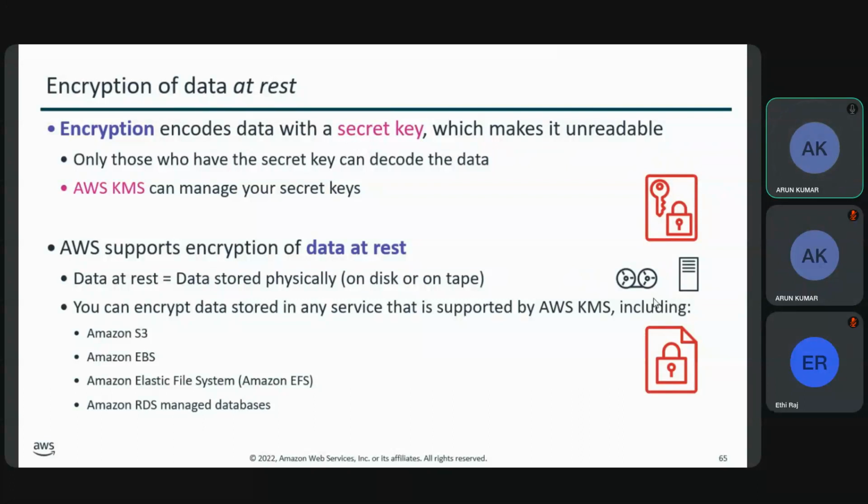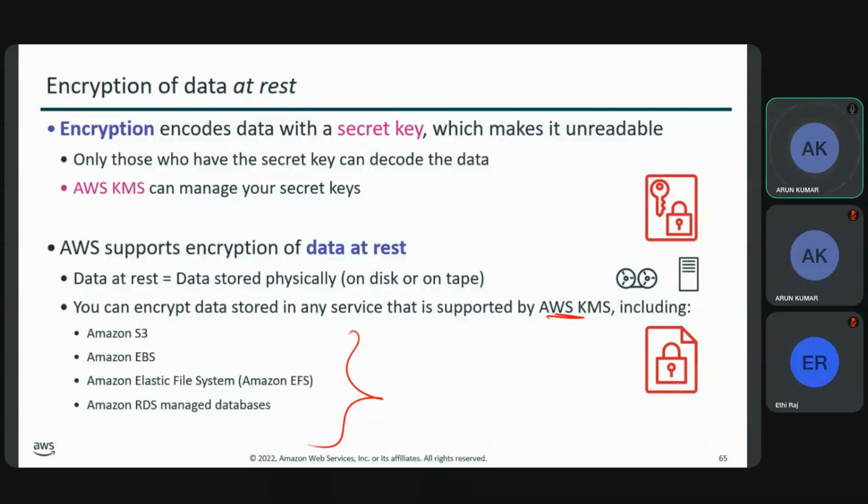That will ensure the integrity of the data, and whenever it is stored, that will ensure the confidentiality of the data. So for every piece of data, whether it is at rest, we can use encryption techniques, and these encryption techniques are supported by AWS KMS. What are the things that can be encrypted? These are the different things available in AWS which need to be encrypted.